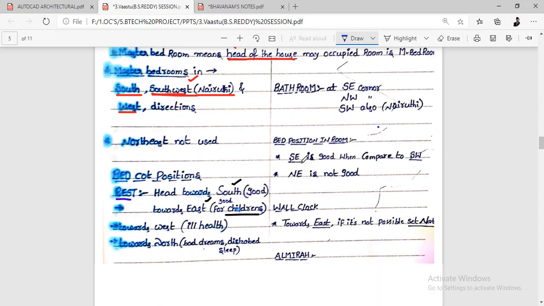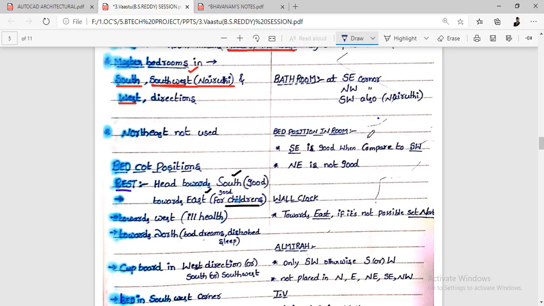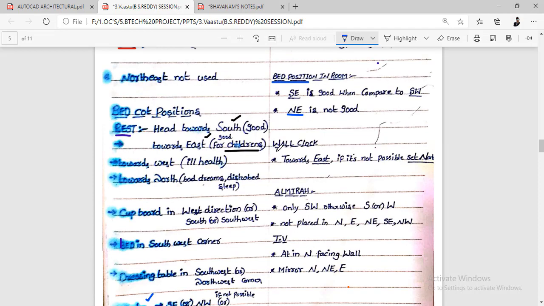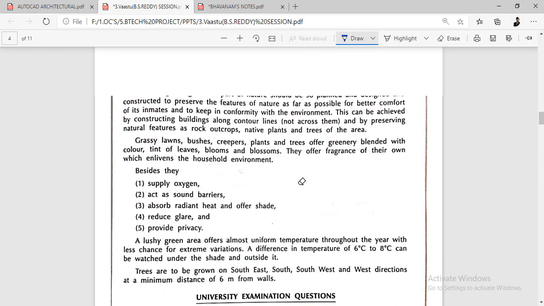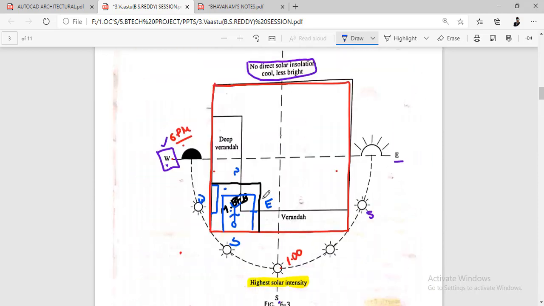And coming to here, the bed position in a bedroom in the southeast is good when compared to the southwest. The northeast is not good, you can't provide a bed position in the northeast. And the wall clock should also face towards the east. Whenever you want to place any wall clock in this direction, you need to provide it in the east direction or in the north.